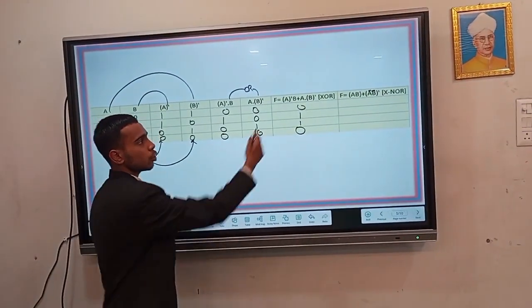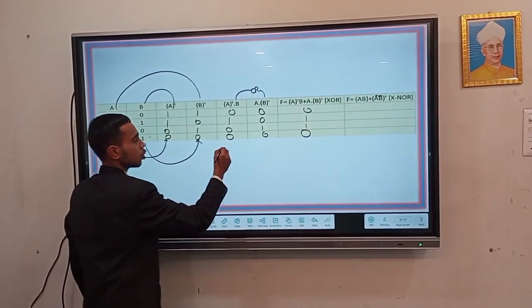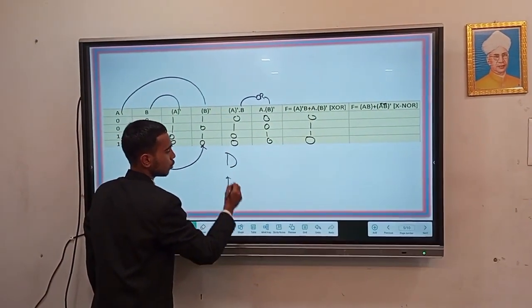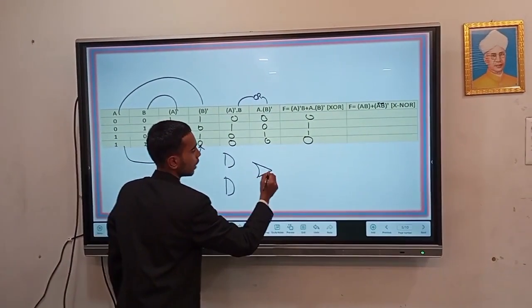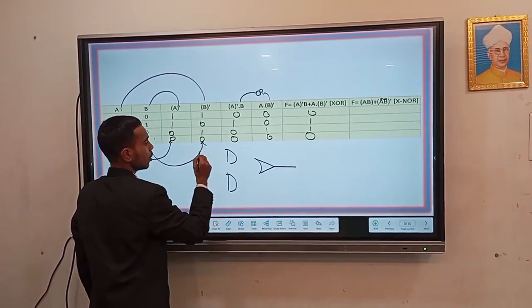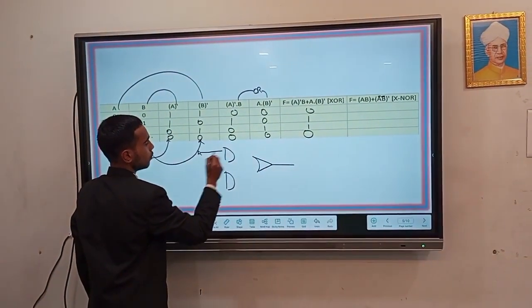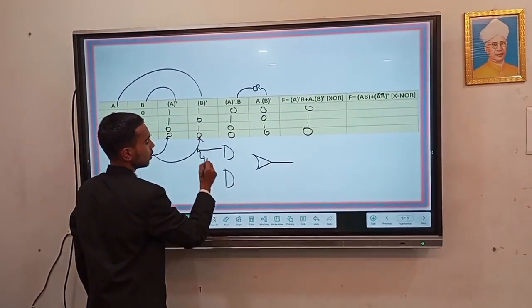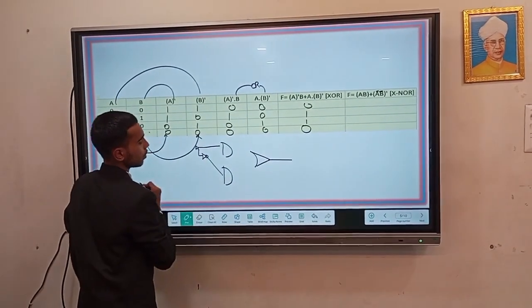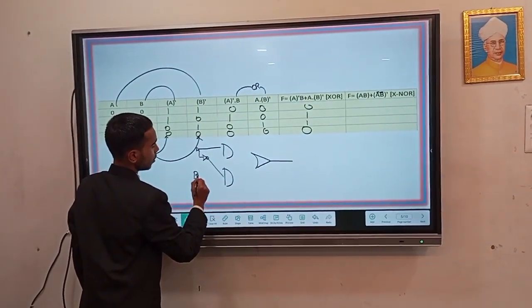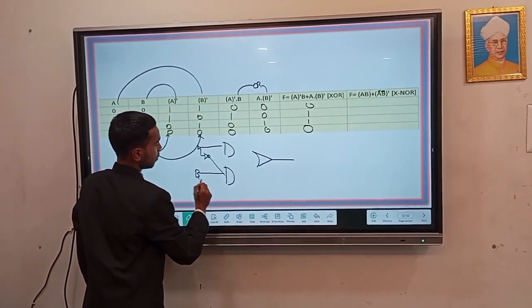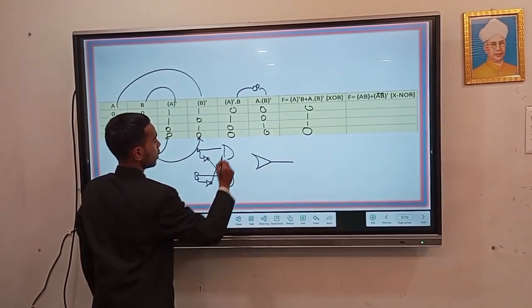Okay. Now I am going to make the XOR gate. The XOR gate is like this. There are three gates: two AND gates and one OR gate. First we are taking A. We will send A and its complement here. Then here the B is sent, and here its complement is sent.